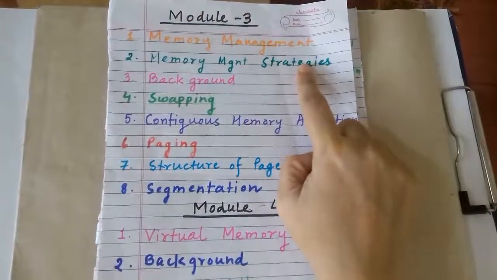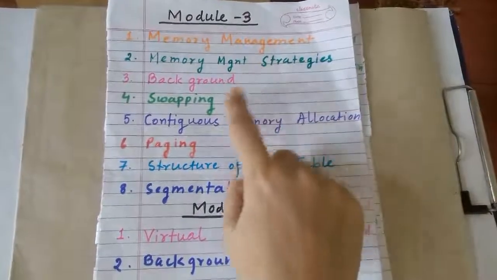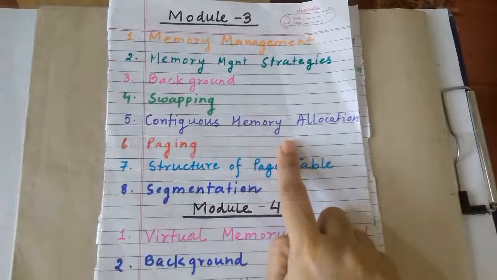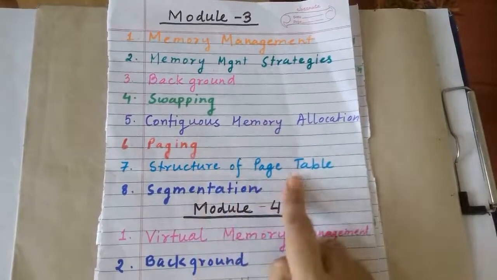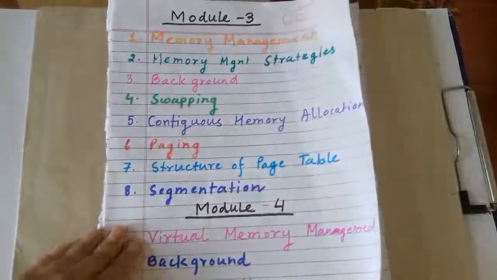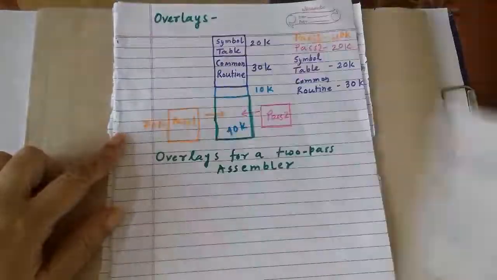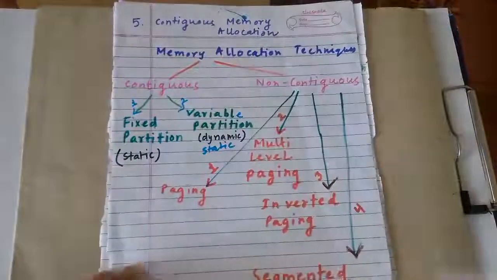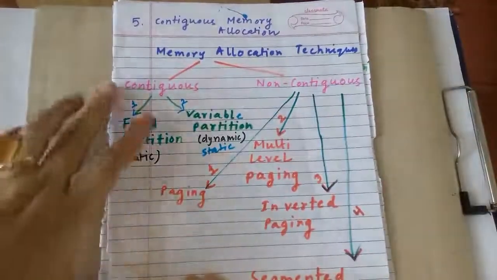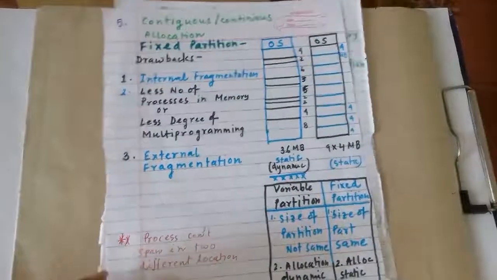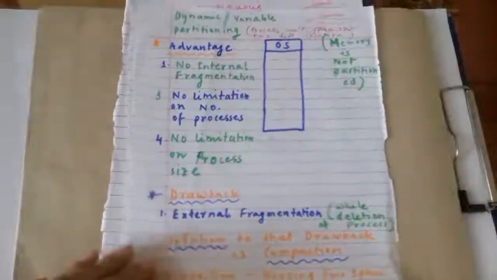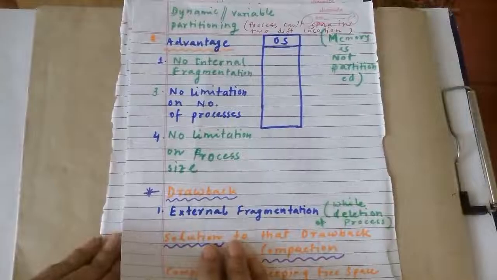In our previous two videos we have discussed background, swapping, contiguous memory allocation, paging and the structure of the page table. You can see we have covered how swapping works, how overlay works, and what the techniques for memory allocation are, contiguous and non-contiguous. Then we covered contiguous, static and variable partitioning, and then non-contiguous memory allocation.